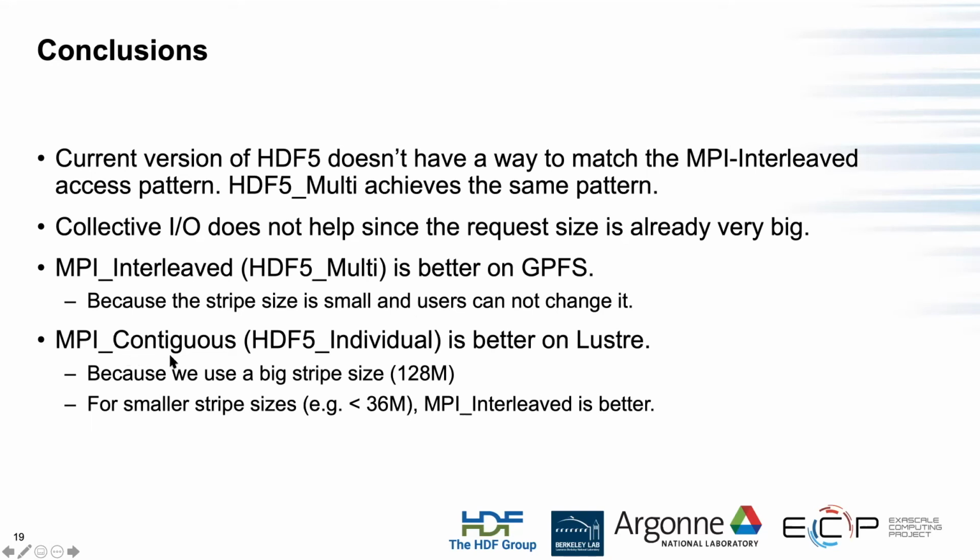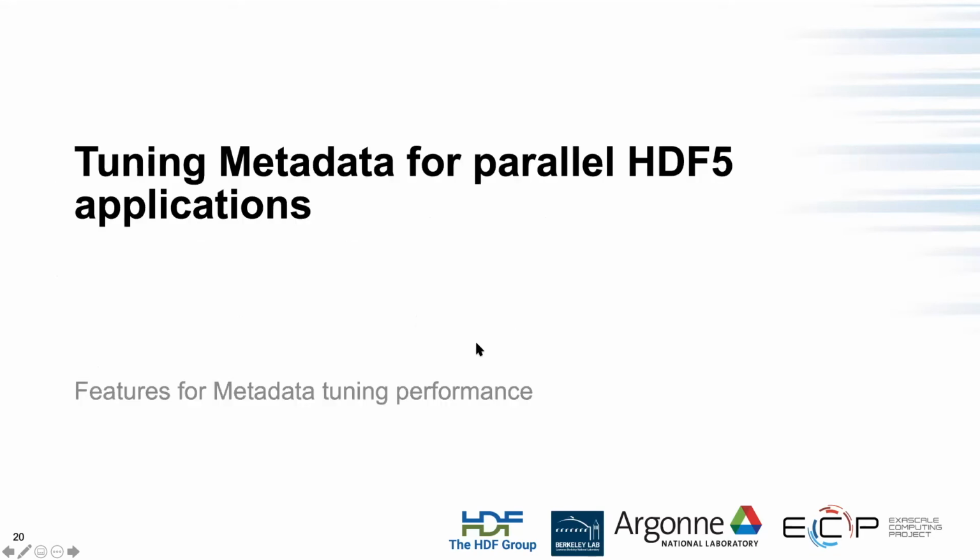But for the contiguous, which is the HDF5 individual, we saw that it was better on Lustre, because we use basically bigger stripe sizes, compared to the smaller stripe sizes on the other file system. So you can see that not only do you have to tune HDF5, but you have to match the file system itself, especially on Lustre, with what you're actually doing in your IO patterns. It's another thing to think about when you're using HDF5.